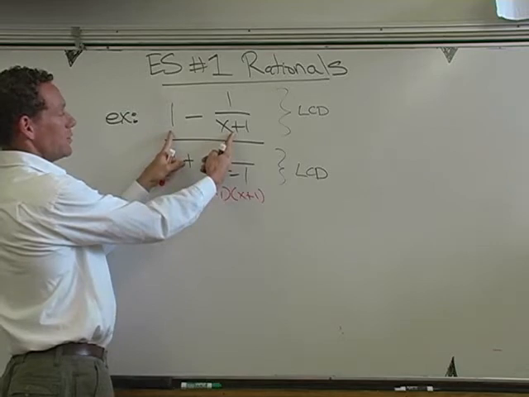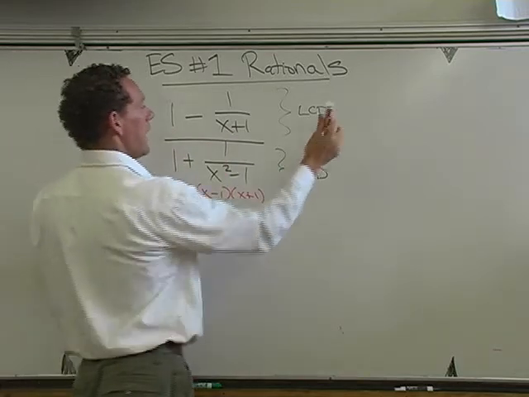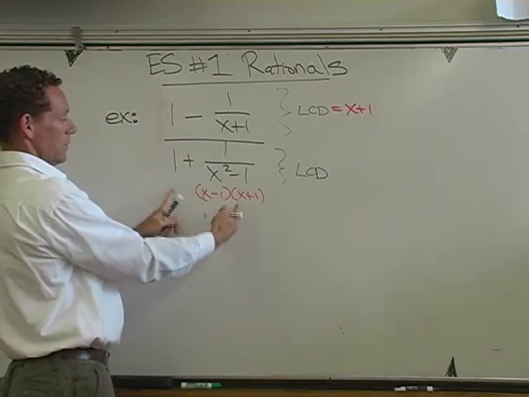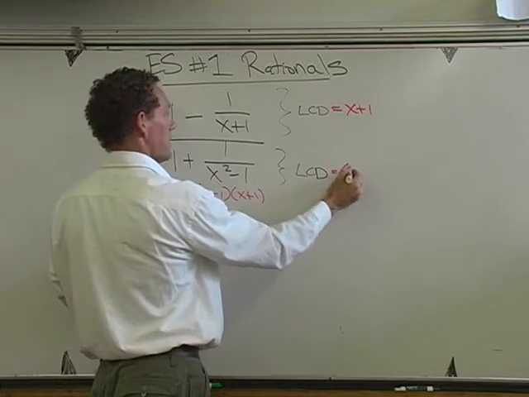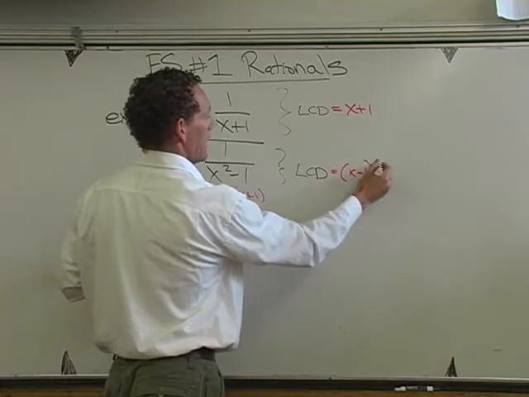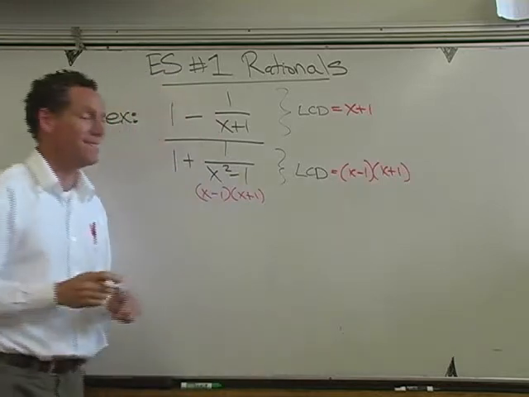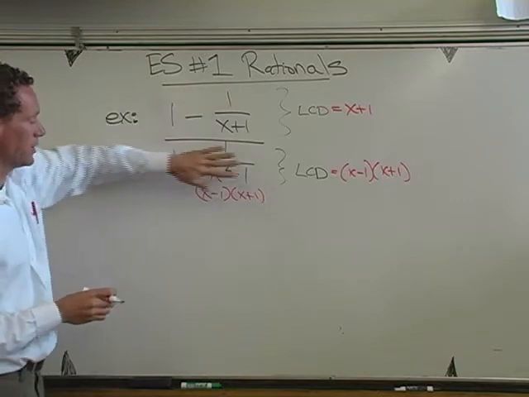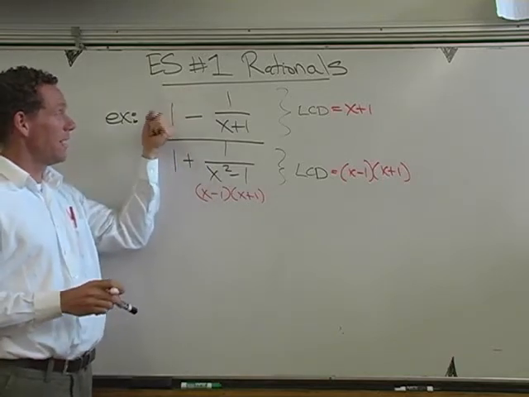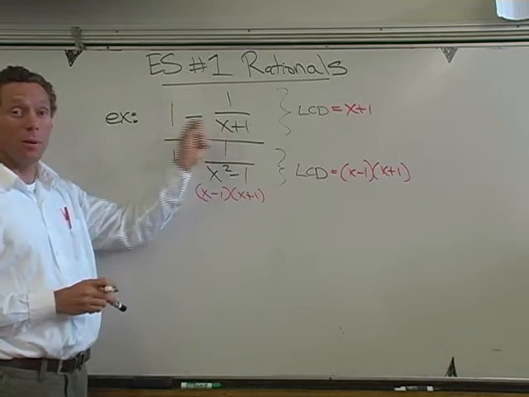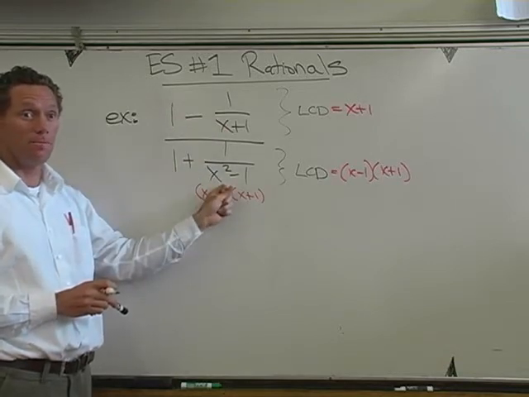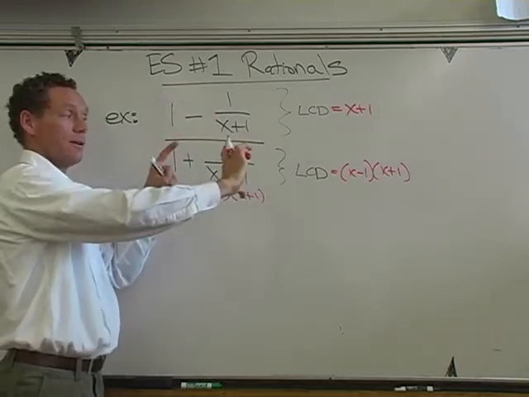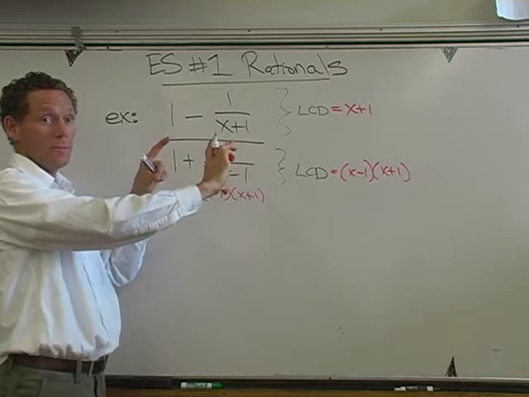And so between these two, we'd have a least common denominator of x plus 1. And between these two, we would have x minus 1 and x plus 1 as our LCD. So we're going to treat the numerator of the big fraction separate from the denominator of the big fraction and convert to least common denominator. What we're trying to get is just one fraction over one fraction so that we can multiply by the reciprocal.